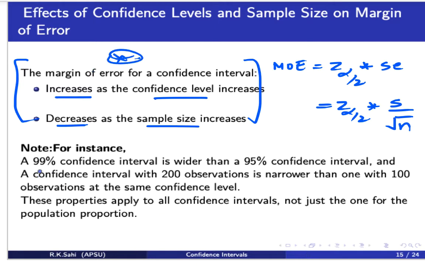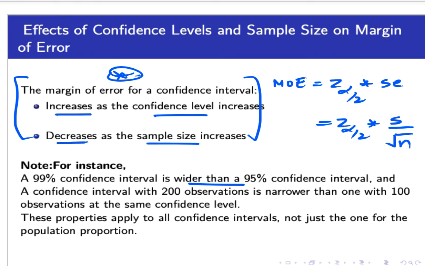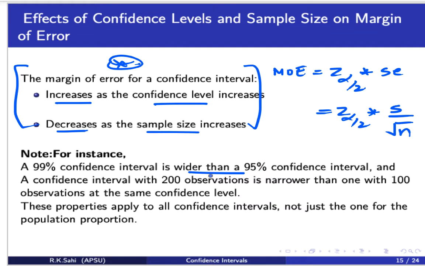Now a 99% confidence interval is always going to be wider than the 95% confidence interval. We just saw that here in this picture. Then a confidence interval with 200 observations is definitely going to be narrower than one with 100 observations. Remember, if the sample size increases, the margin of error decreases. If the margin of error decreases, that means the confidence interval gets narrower. So they are all hand in hand there. This is a very, very important slide for us, guys.